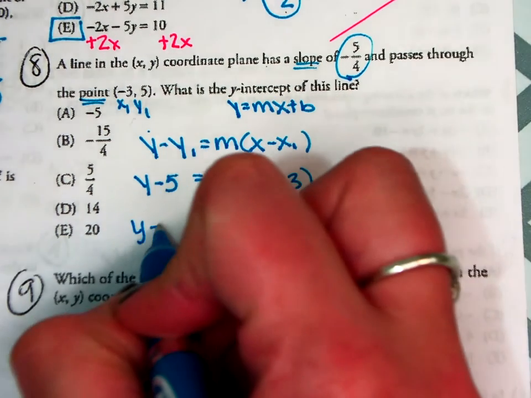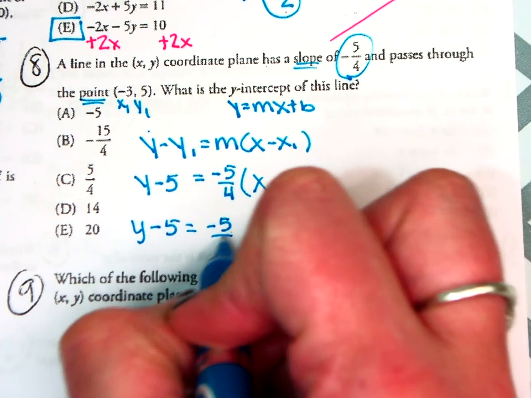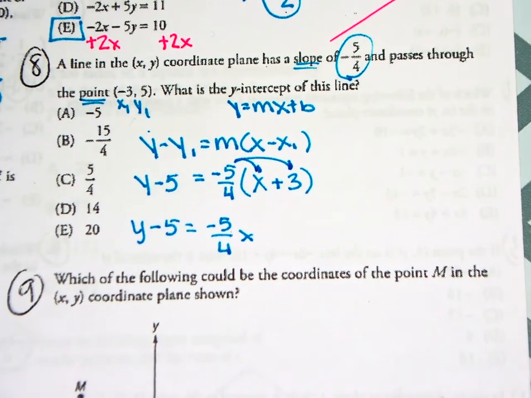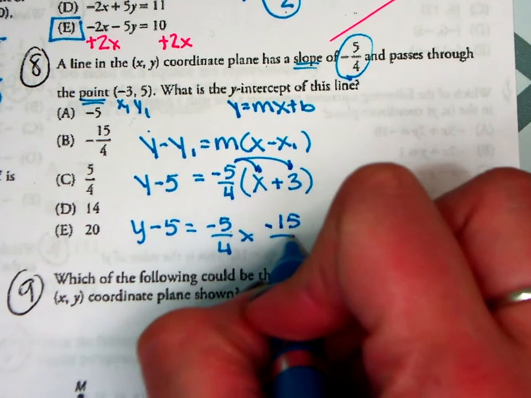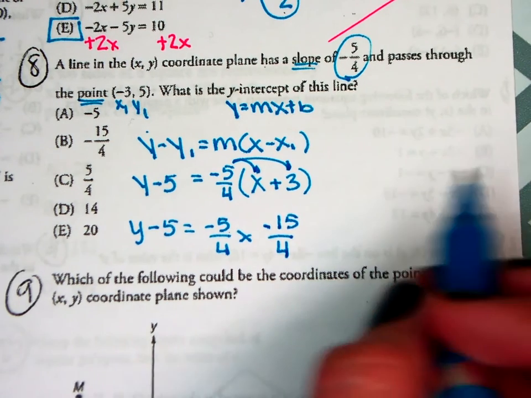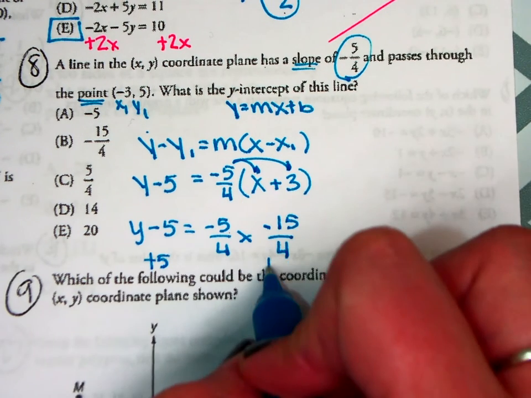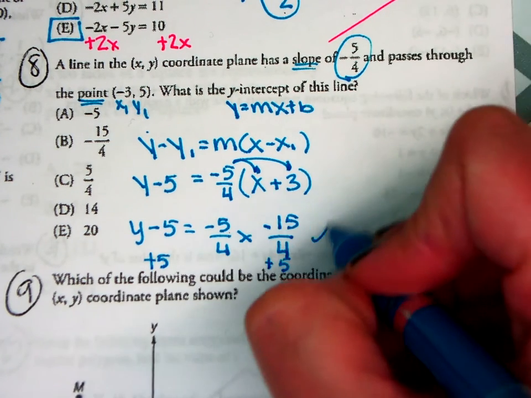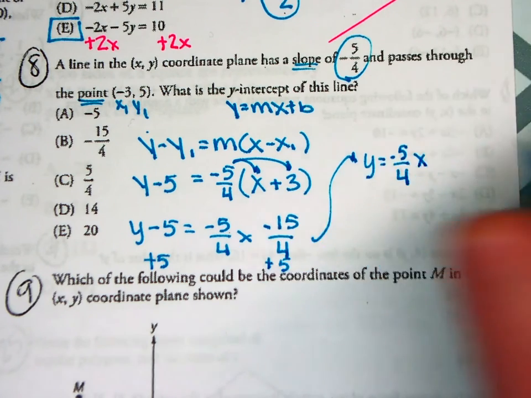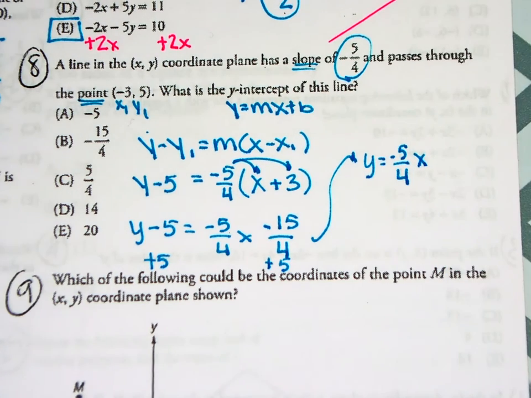So y minus 5 equals negative 5/4 x. So we're multiplying here and here. So negative 5/4 times 3 is negative 15/4. And then to solve for y here, we're going to go ahead and add 5. So when we do that, I'm going to bring it up here. y equals negative 5/4 x, and then negative 15 plus 5.